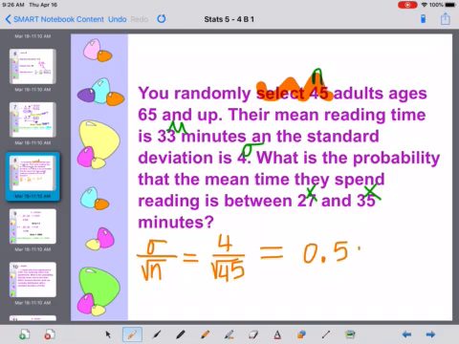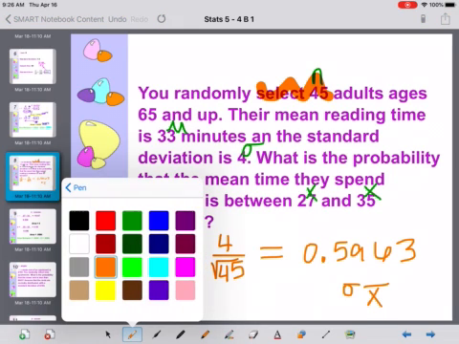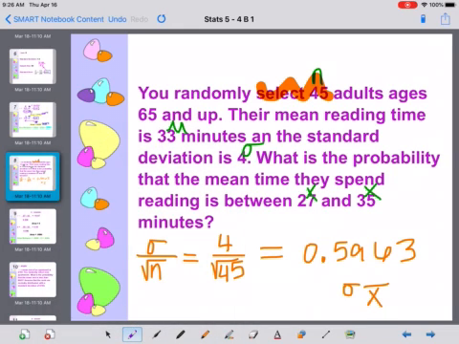And you're going to get 0.5963 if you want to go that far. Okay? That's baby sigma x bar. That's what you're going to be dividing by each time you find your z-score. So you're going to do it twice.